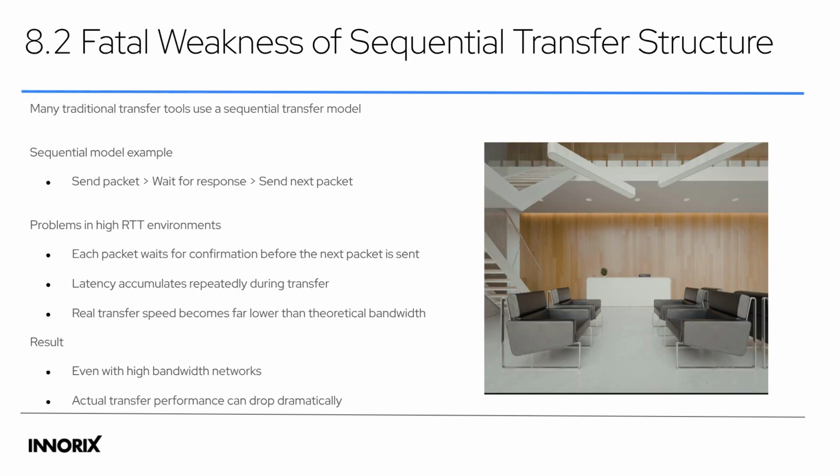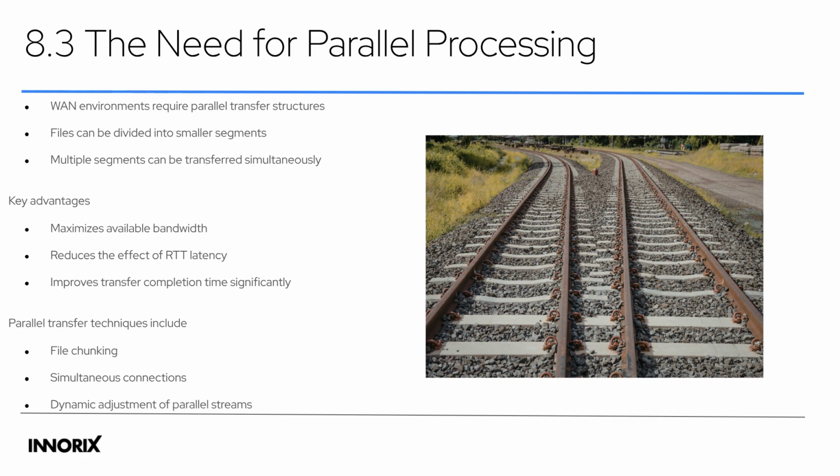Traditional transfer tools use a sequential model: send a packet, wait for a response, then send the next packet. In high RTT environments, this causes latency to accumulate, resulting in actual transfer speeds far below theoretical bandwidth. WAN environments require parallel transfer structures. Files are divided into segments and transferred simultaneously. This maximizes available bandwidth, reduces the effect of RTT latency, and improves completion time significantly.